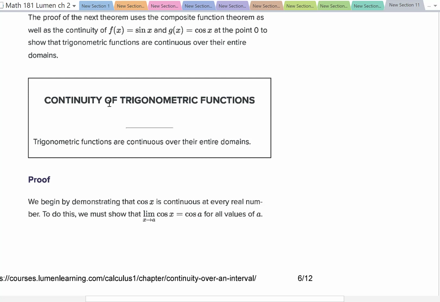So we have continuity of trigonometric functions. The trigonometric functions are continuous over their entire domains, and that sounds possibly a little like, how can we state that? But they are continuous over their domains, and so you have to think where their domains don't exist. Now, sine and cosine are going to be for every place. Sine and cosine are continuous everywhere.